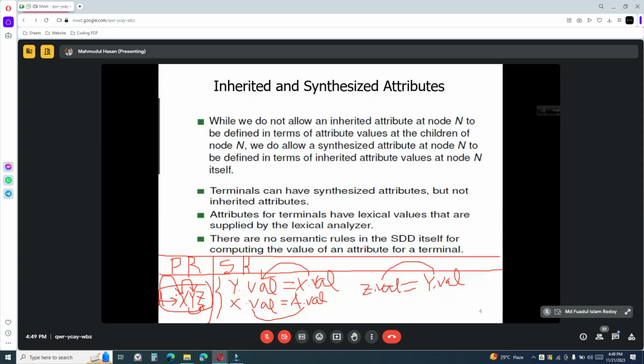So when the value comes from parent or siblings, that is an inherited attribute. Okay, and when the value comes from child to parent, that is known as a synthesized attribute. Got it?